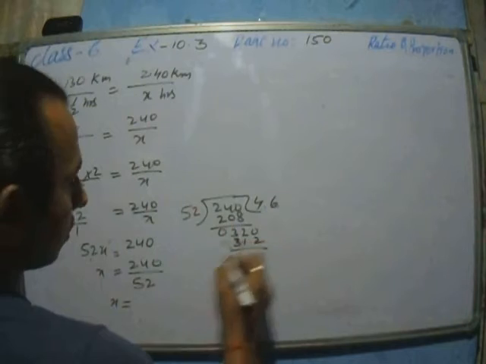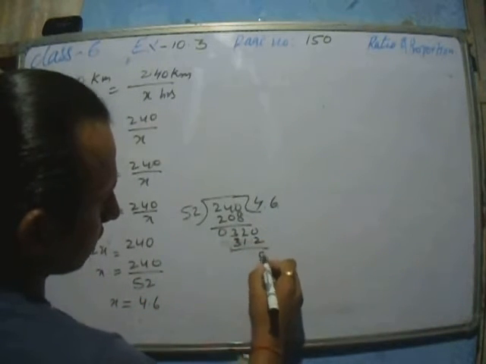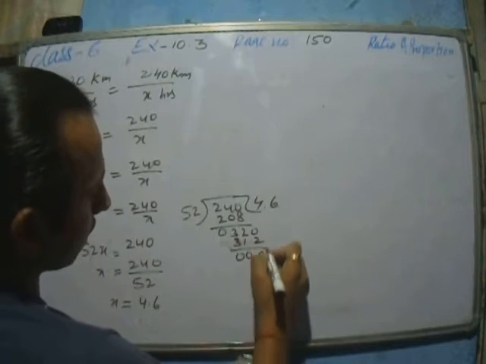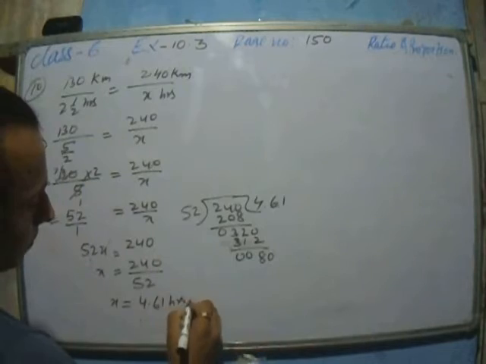So we got here 4.6. Then after that we'll get 8 here. Then after this is 0. So here 1. So 6 1 hours.